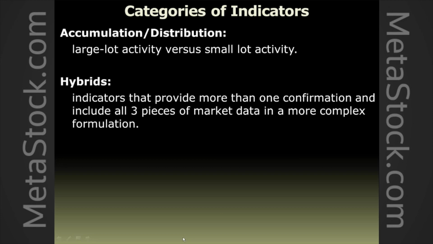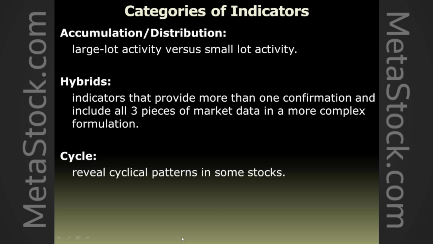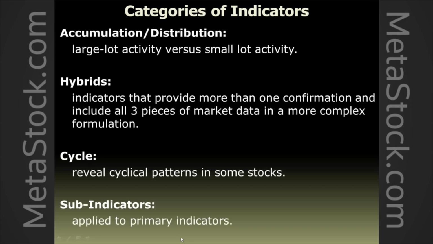The hybrids, indicators that provide more than one confirmation, include all three pieces of market data in a more complex formulation most of the time. So the hybrids are the newest, latest indicators. They are designed for the current market where the institutions dominate so much. Cycles reveal cyclical patterns in some stocks, and the subordinates are applied to primary indicators. The subordinate compares not price, but the indicator on which it's applied.